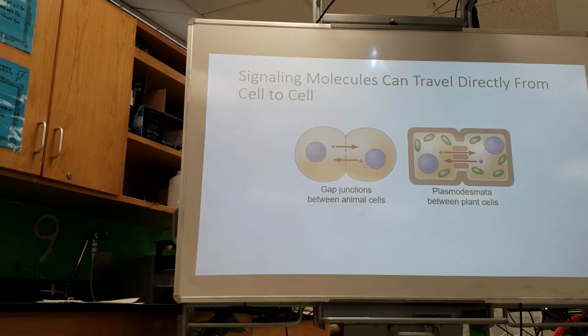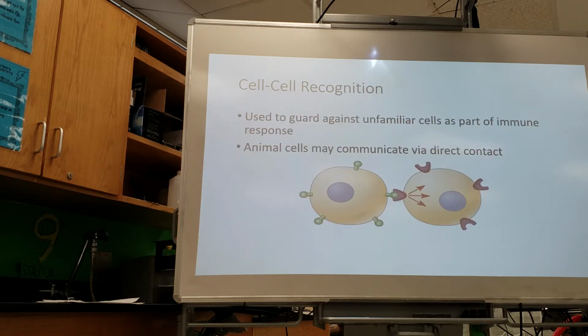All right, so cells can communicate directly when they have tight junctions or gap junctions or plasmodesmata, anything that allows cytoplasm to move between them. You can also have cells that are interacting with each other via surface molecules. This is common in the immune system. So this could be an antibody, and this could be an antigen that's being presented on the surface of an antigen-presenting cell.